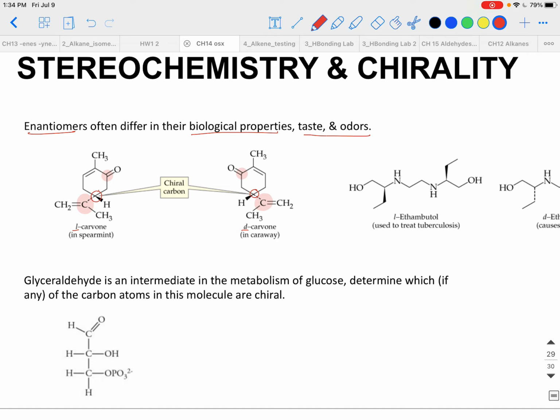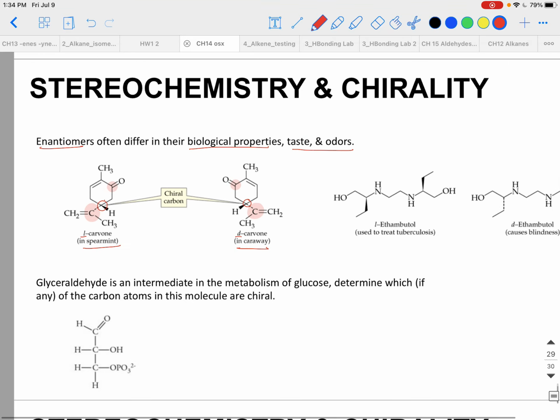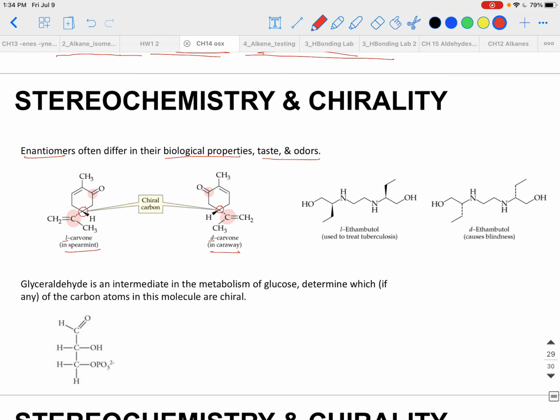But you see, L-carvone, one enantiomer, is the flavoring in spearmint. The other one is the flavoring in the spice called caraway. I don't know if you've ever heard of that spice, but it is a real spice. And so they can have different tastes, different biological properties.